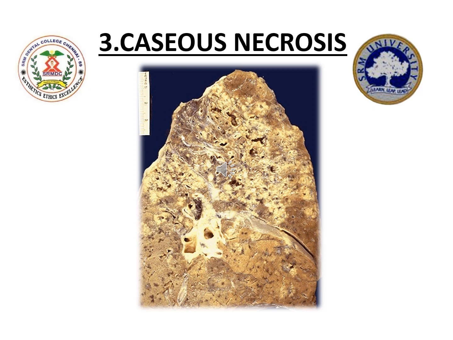Caseous necrosis is the third type of necrosis. In this type of necrosis, there is cell death that causes tissue to become cheese-like. Hence it is called caseous, which means cheese-like.